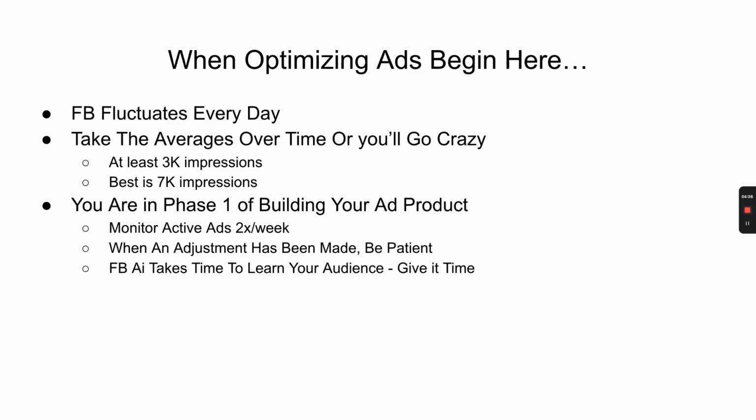The reason for this, you guys, is because the Facebook AI takes time to learn your audience. Make sure that once you make an adjustment, you are giving it enough time to figure things out. If not, you're just running around in circles making adjustments.